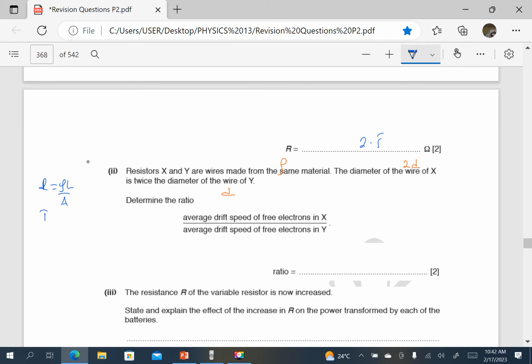that current I is equal to nevA, which means V is directly proportional to I, and V is inversely proportional to A. So V is equal to the current divided by neA. The resistance is inversely proportional to area, and the drift velocity is also inversely proportional to area but directly proportional to the current. So they are telling us that the diameter of the wire is twice d, the diameter of the wire is 2d.